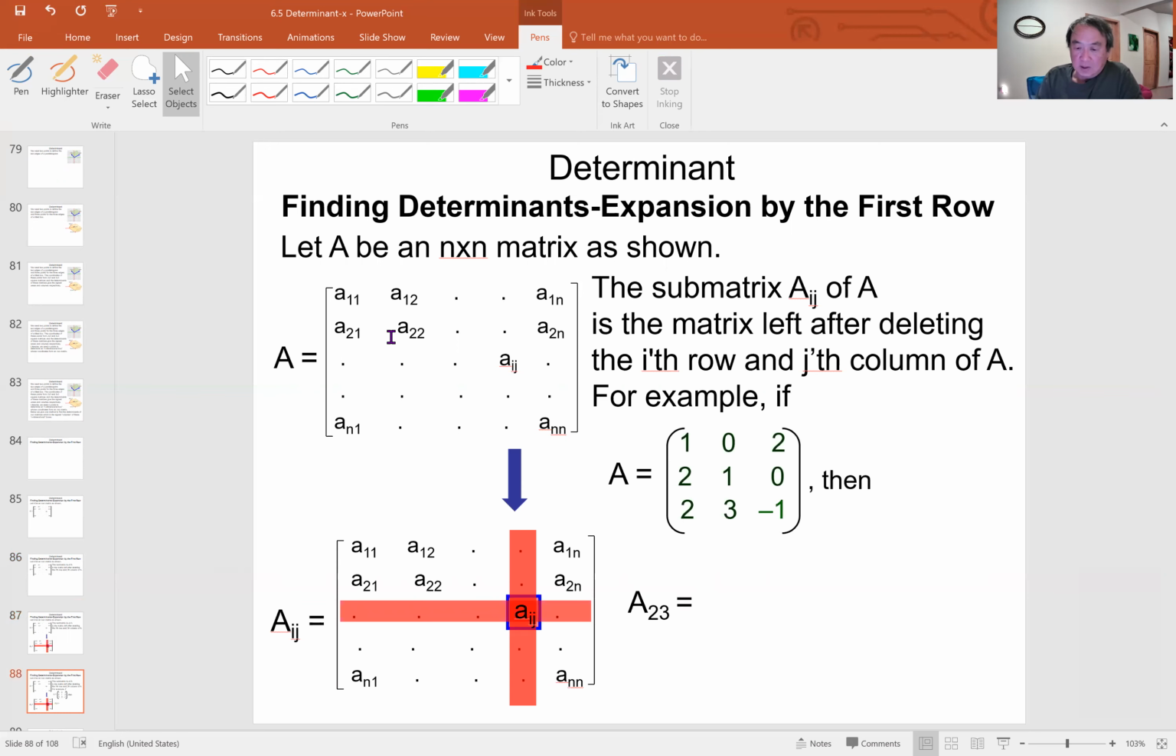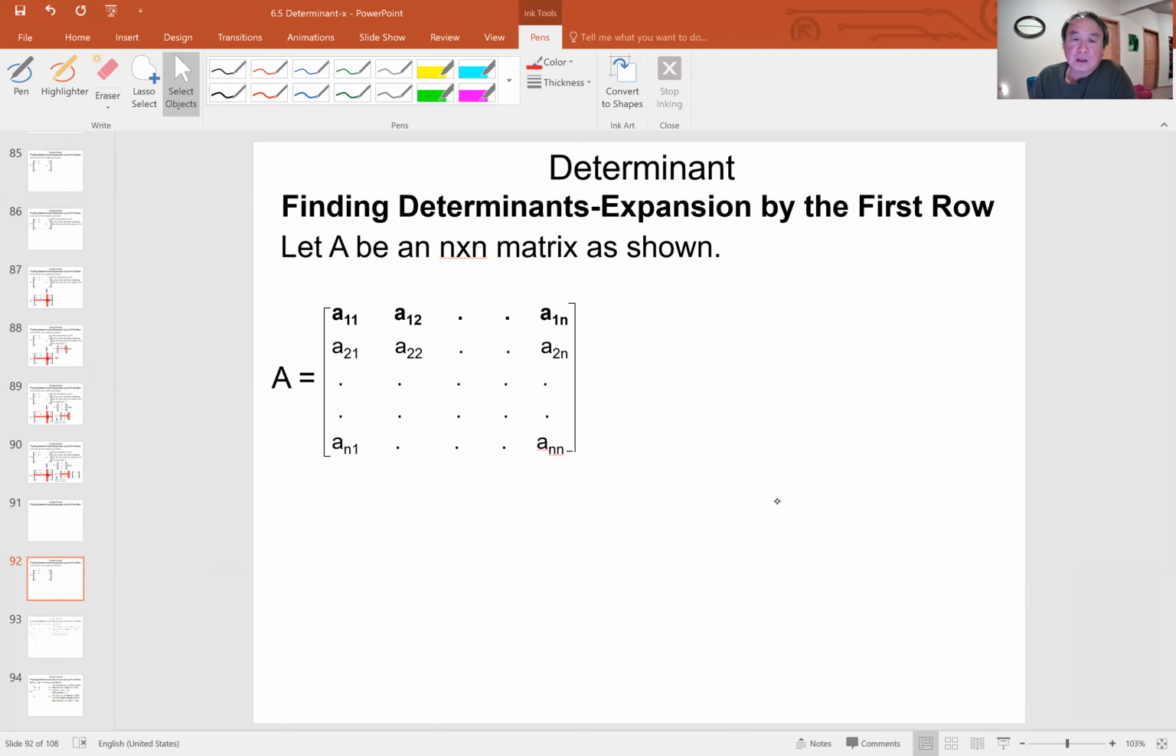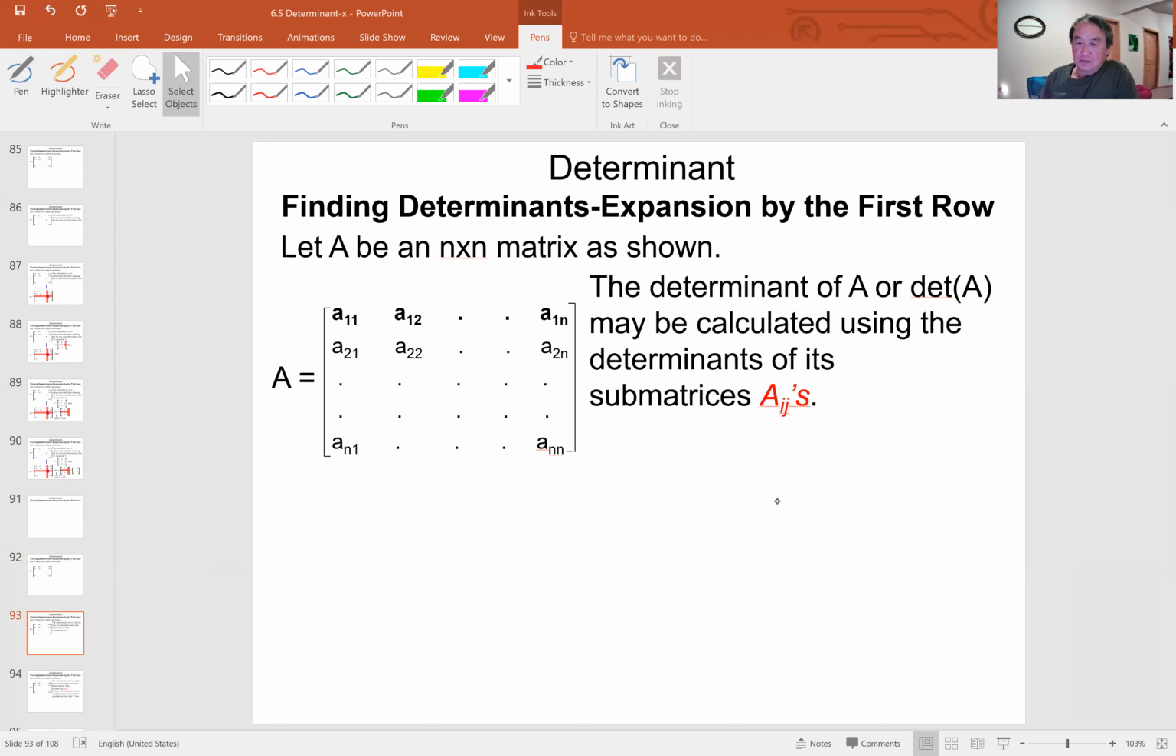First, let's talk about what we mean by the submatrix A23. Submatrix A23 means you look at the matrix, at the entry in this position, and you cross out its row and column. Whatever is left is a small matrix. That's what we mean by A23 here. So Aij means cross out the ith row and jth column. And so here's how the first row expansion works.